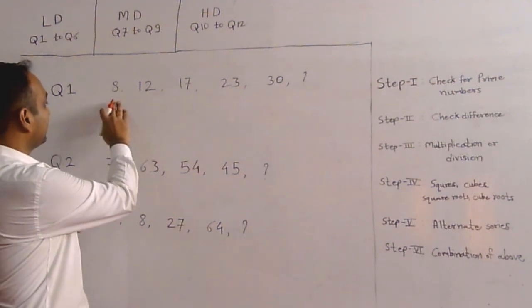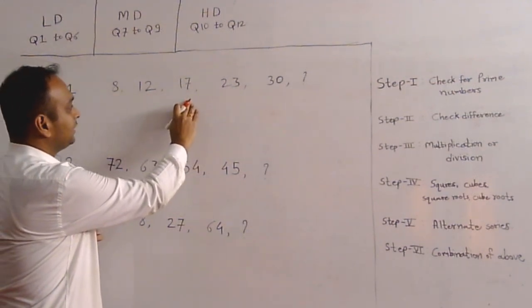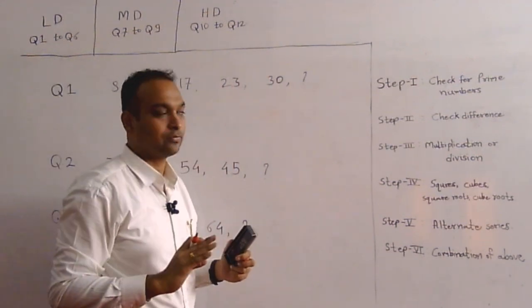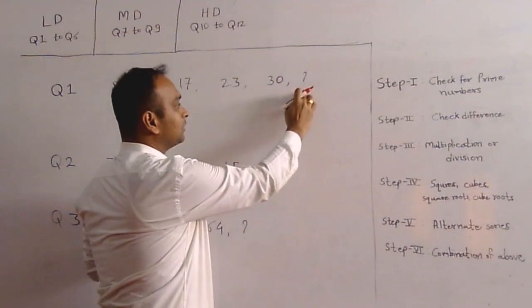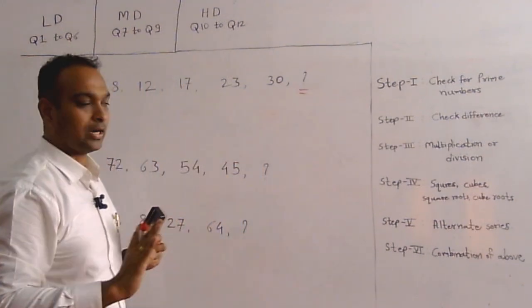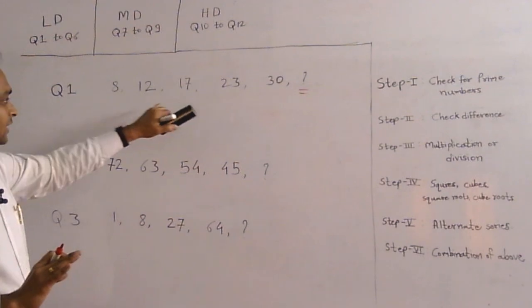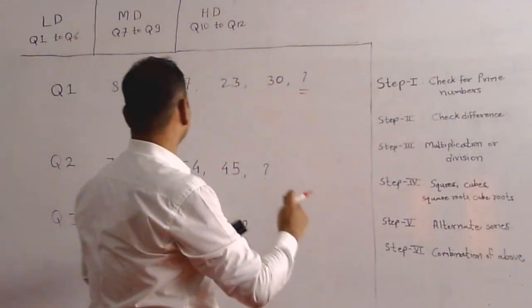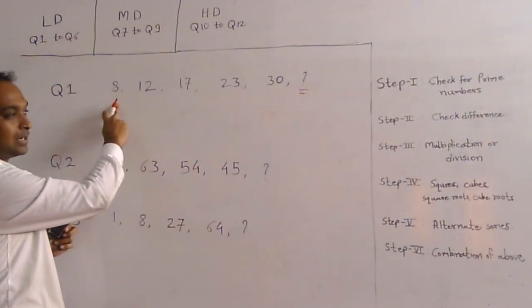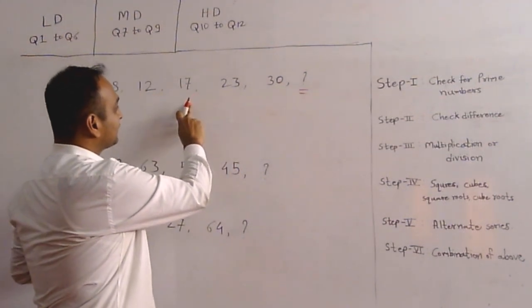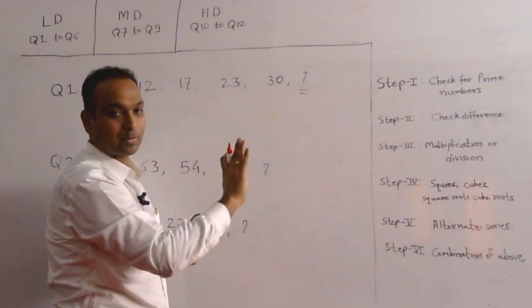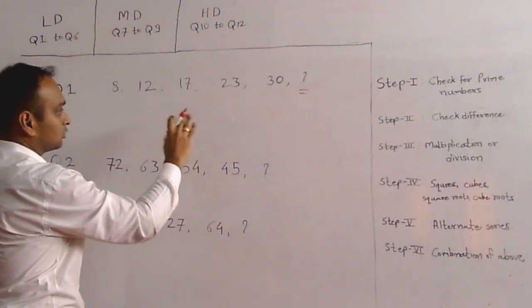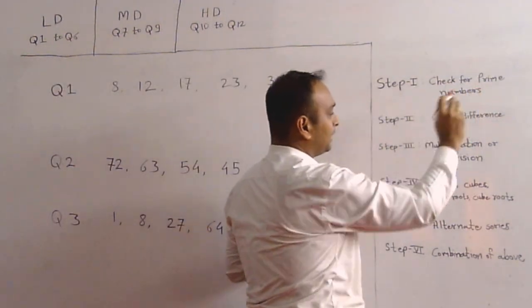Here we have 8, 12, 17, 23, 30, and the next number is a question mark. We have to find out what will be the number in place of this question mark. Let's try to apply the strategy. Check for prime numbers. 8 is not a prime number, 12 is not a prime number, 17 and 23 are both prime numbers, and 30 is also not a prime number. So the prime number logic cannot be applicable here.